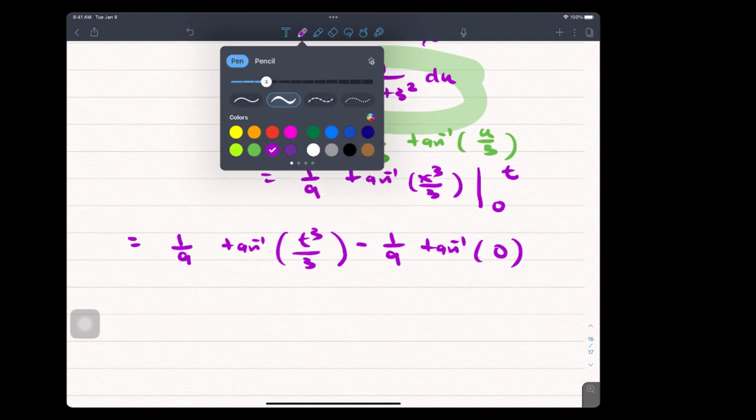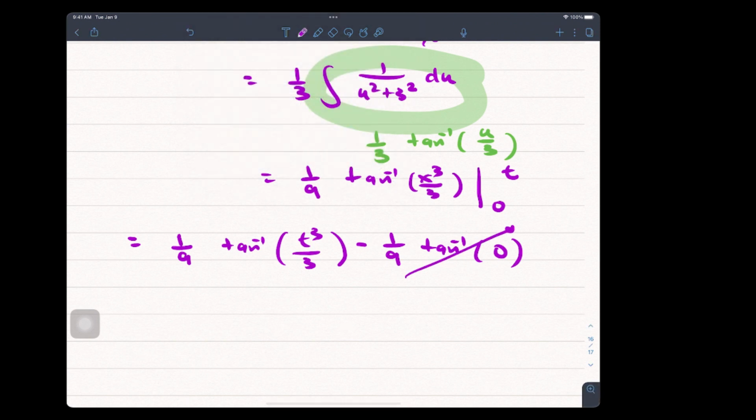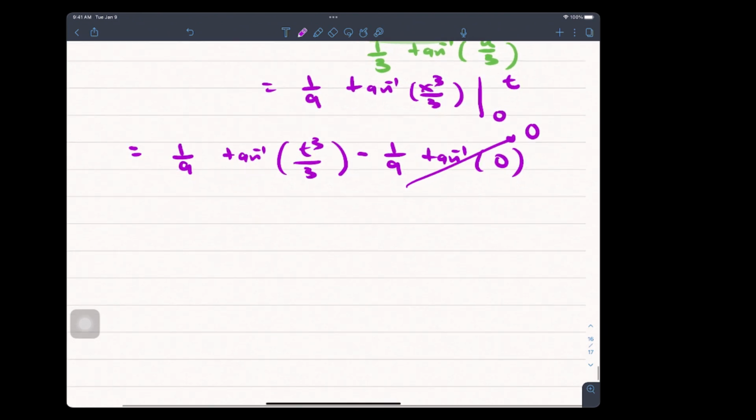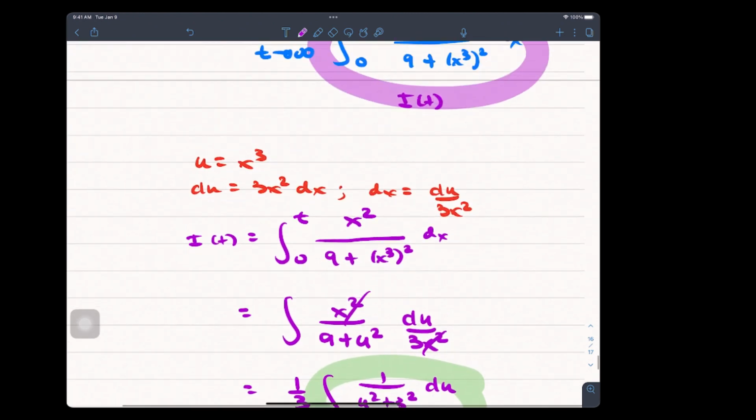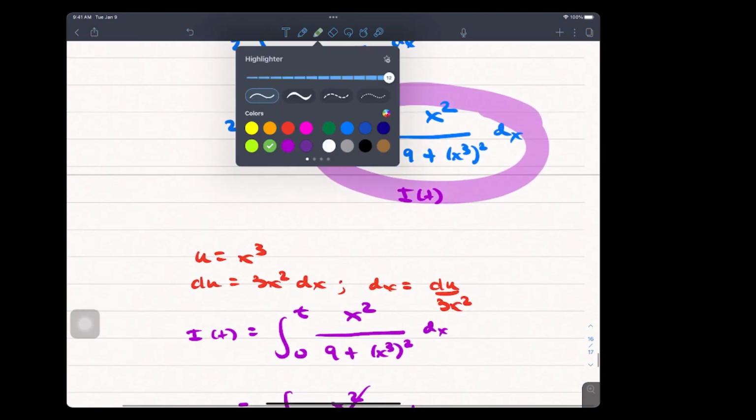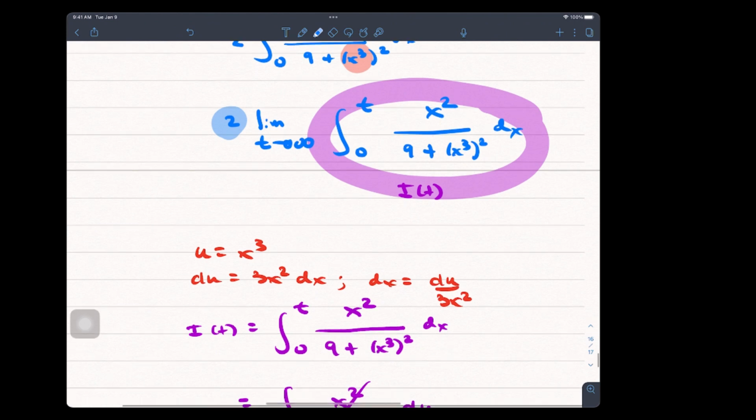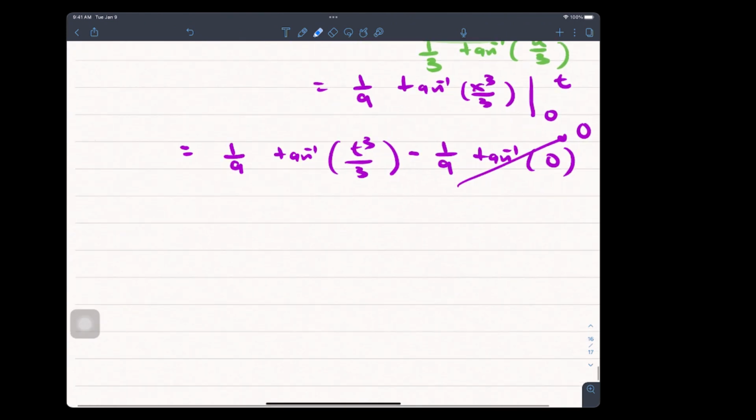And you guys know, what is this inverse tangent of 0 though? That's actually 0, right? So what you have really, now let's be careful because I think we left off a 2 factor. Is that right? So let's bring back that 2. Looks like it's 2/9 inverse tangent t cubed over 3.